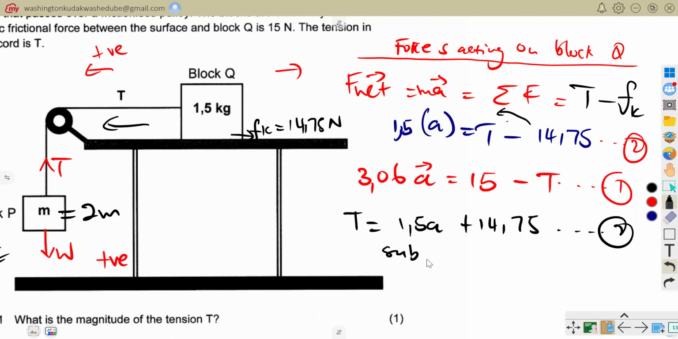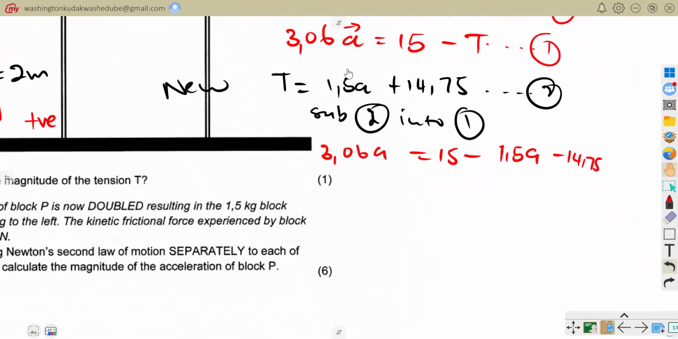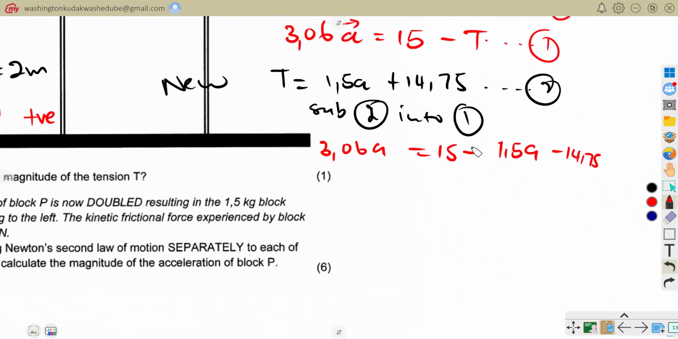I will now substitute my new equation 2 into equation 1. By doing that, I have 3.06A as my equation 1 equal to 15 minus where I've got tension. I'll now substitute that: 1.5A, and then also minus 14.75. Given that, I will collect like terms by taking this to the other side. It will become 3.06 plus 1.5, bracket A, equal to 15 minus 14.75.